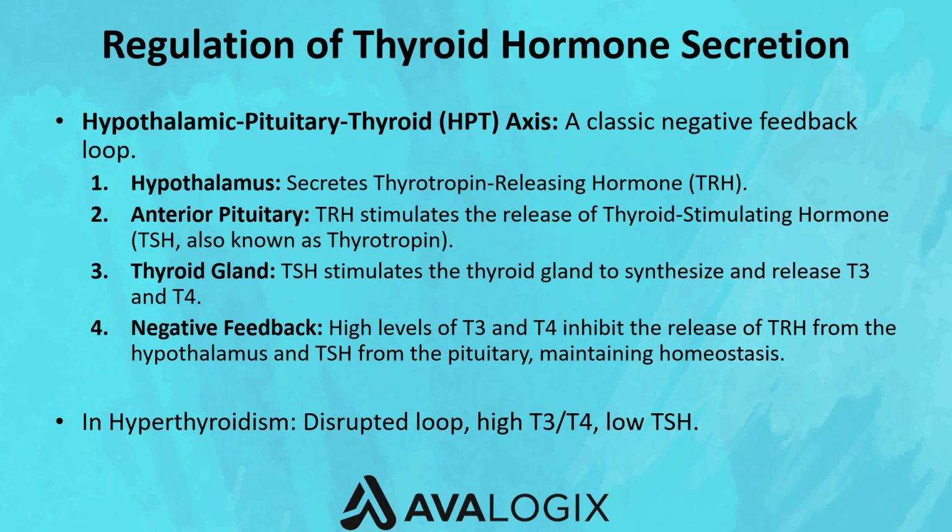When T3 and T4 levels are high, they signal the hypothalamus and pituitary to reduce TRH and TSH secretion, maintaining balance. In hyperthyroidism, this loop is disrupted. The thyroid continues to pump out excess T3 and T4, often suppressing TSH to undetectable levels, unless the root cause is a TSH-producing pituitary tumor, which is rare. This disrupted regulation is the root of most symptoms and complications, so understanding the axis is critical.